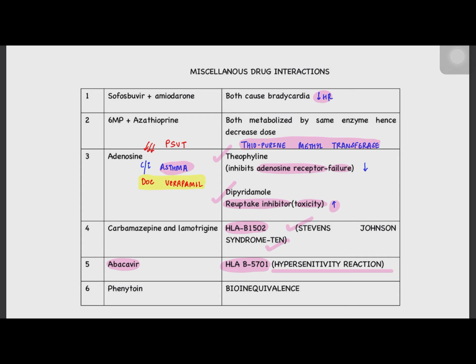The other point, very classically seen in anti-epileptics, is bio-inequivalence. The physician should always prescribe the same brand of phenytoin. When the patient takes different brands of phenytoin tablets, there is bio-inequivalence. When you change the brand, the bioavailability of the drug decreases. So it is advisable that you prescribe the same brand to the patient throughout the course of the treatment.